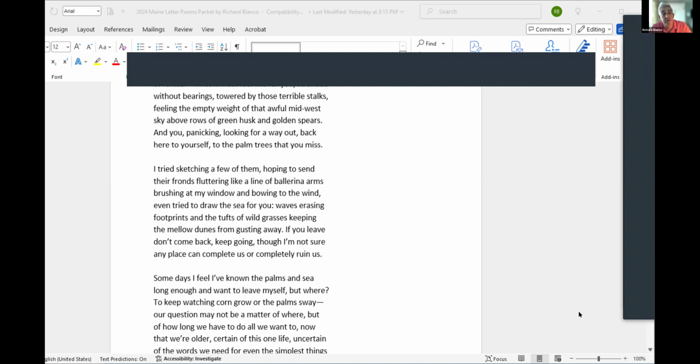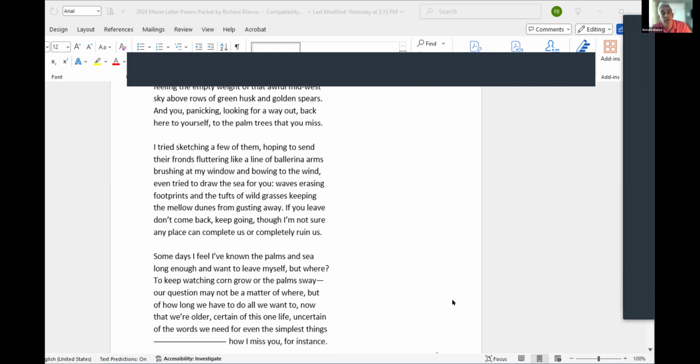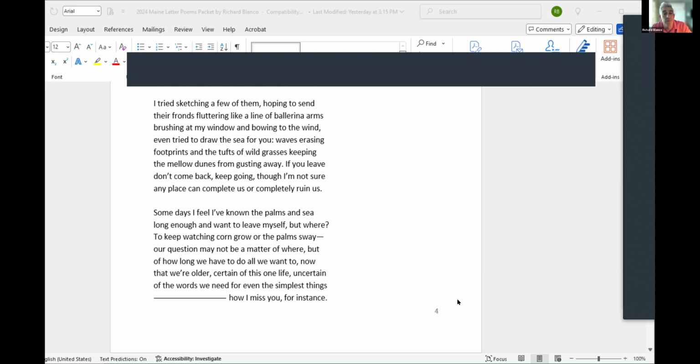I tried sketching a few of them, hoping to send their fronds fluttering like a line of ballerina arms, brushing at my window and bowing to the wind. Even tried to draw the sea for you, waves erasing footprints, and the tufts of wild grasses keeping the mellow dunes from gusting away. If you leave, don't come back. Keep going. Though I'm not sure any place can complete us or completely ruin us. Some days I feel I've known the palms and sea long enough and want to leave myself. But where? To keep watching corn grow or the palms sway. Our question may not be a matter of where, but of how long we have to do all we want to. Now that we're older, certain of this one life, uncertain of the words we need for even the simplest things. How I miss you, for instance.